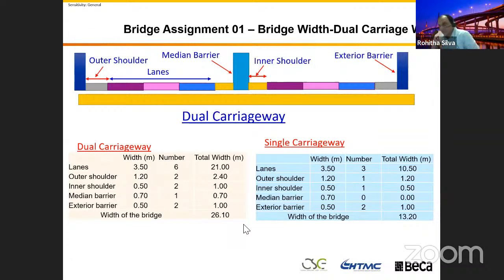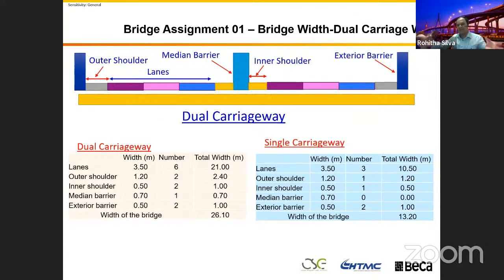Okay, I'm not going to discuss this one in detail. I'll let you do that. Now I know my bridge width. I know whether it's a single carriageway or dual carriageway combined together. I know what my deck width is.